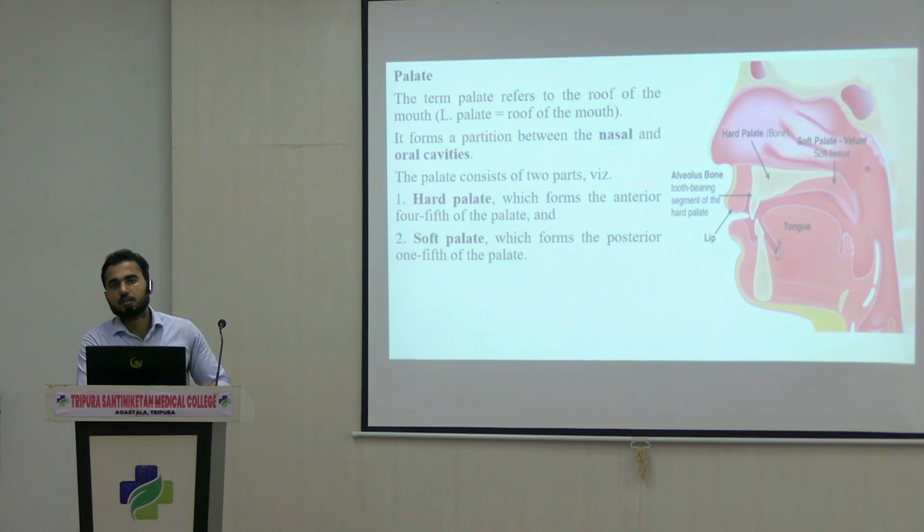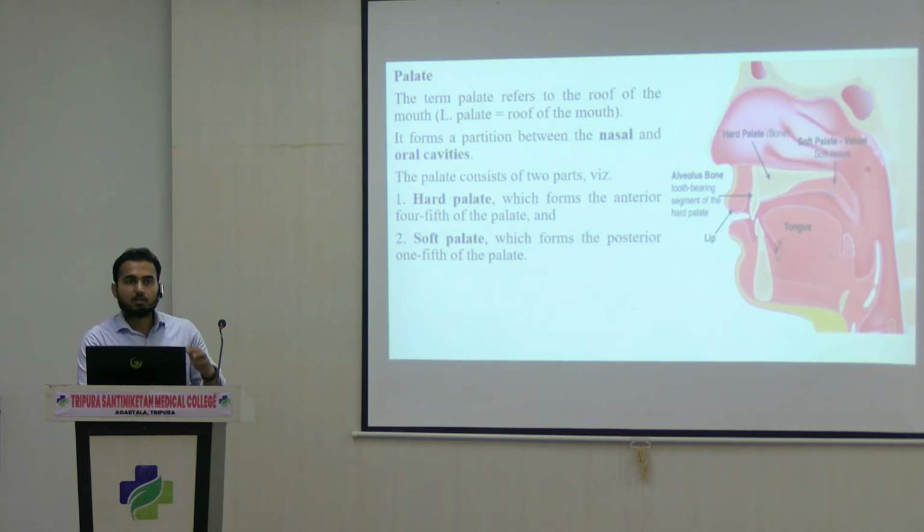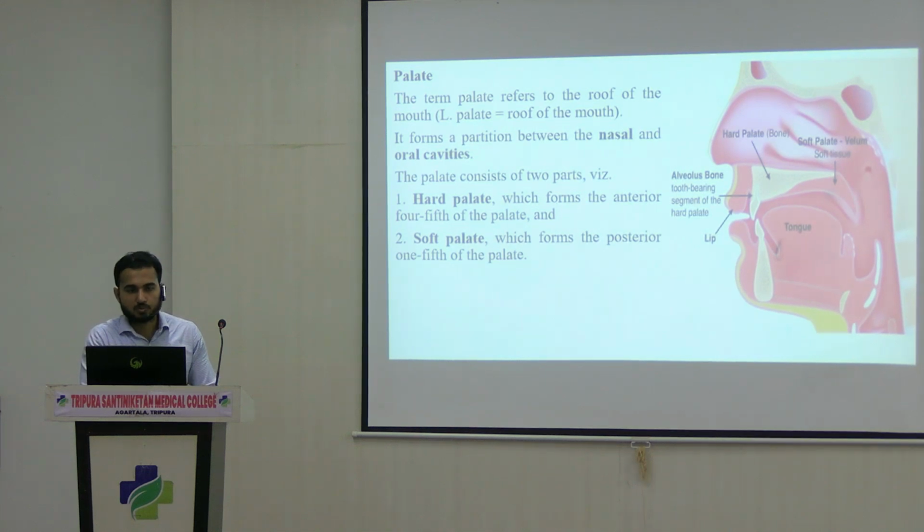Next, the palate is divided into two parts, as you can see: hard palate and soft palate. In the skull which you have, the palate which you see is the hard palate. Soft palate you can't see because it is made up of soft tissue, and soft tissue is not present in the skeleton you have. That's why you can't see the soft palate. But the hard palate you can see, because it is completely made up of bone.